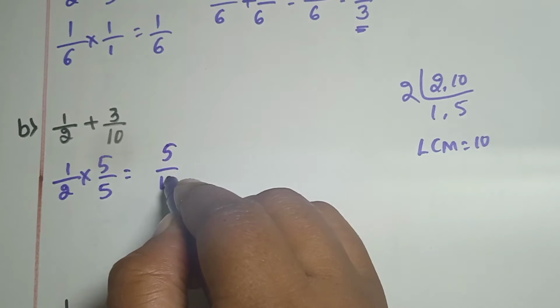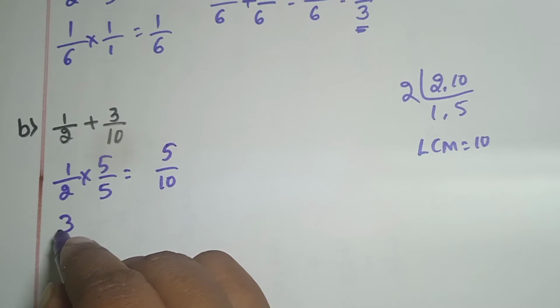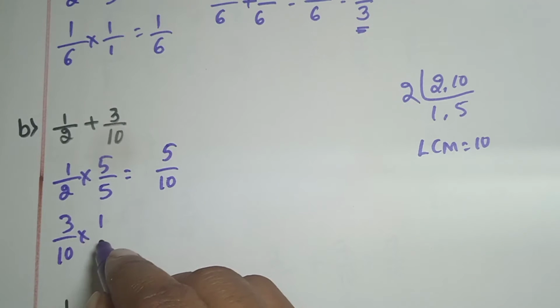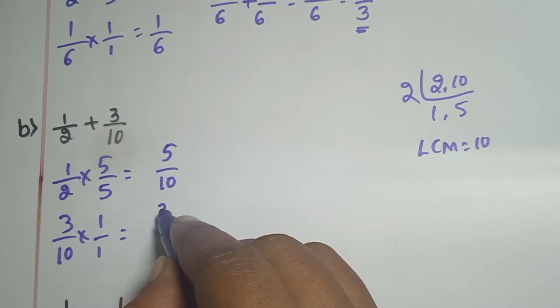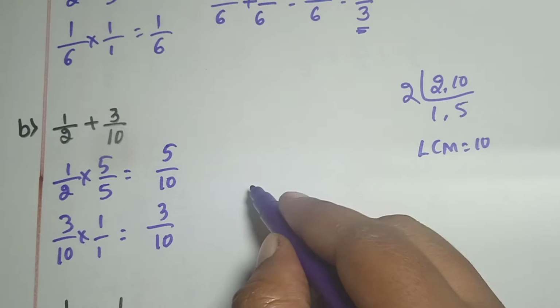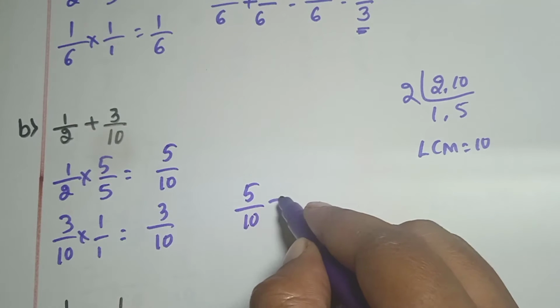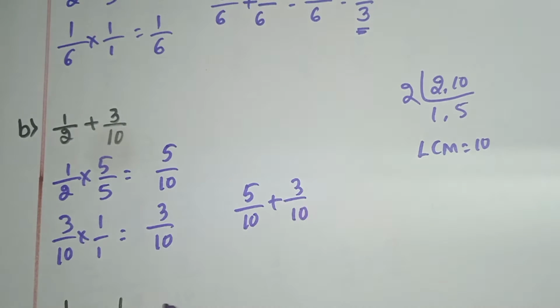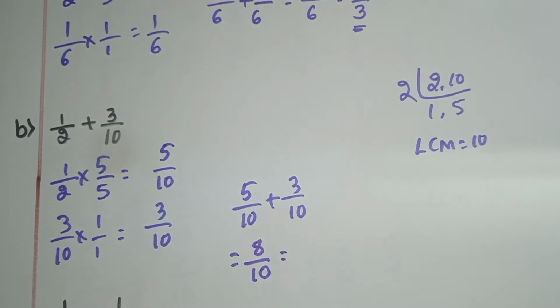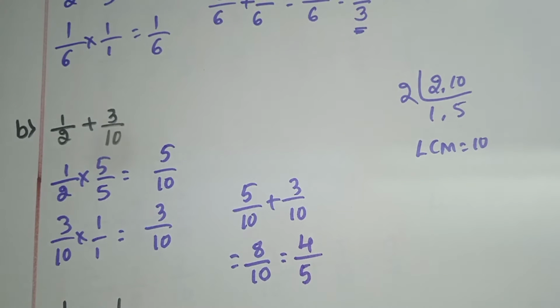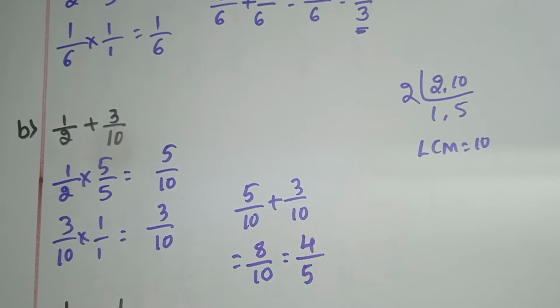That is 5 by 10. Here 3 by 10 is there already 10. That's why we should multiply by 1 only. Multiply and divide by 1 only. That is the same thing, 3 by 10. Then 5 by 10 plus 3 by 10. What is the answer, children? 8 by 10. Okay, 8 by 10 is divisible by 2. 2 4s are 8. 2 5s are 10.